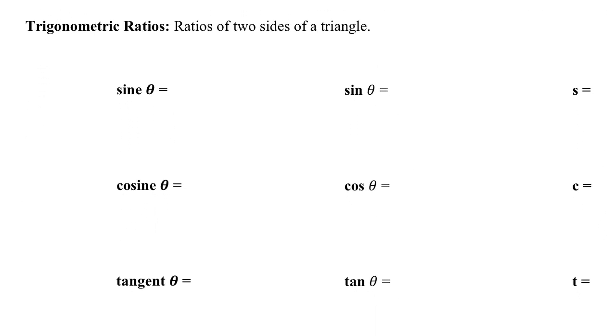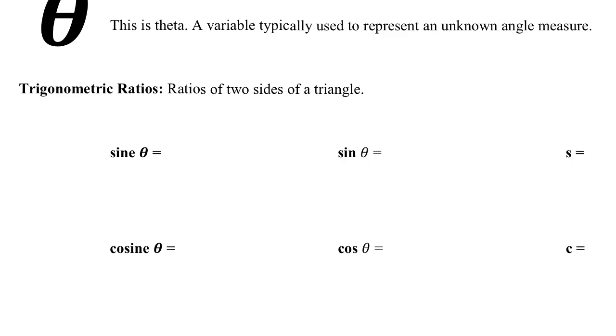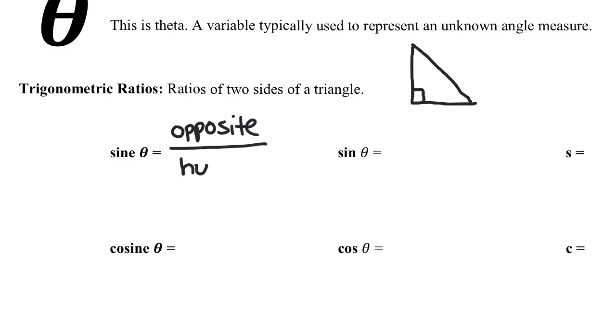All right, so when we're talking trig ratios, we are looking at a right triangle. And a trig ratio is the ratio of two sides in a right triangle. So what we say is sine of theta is going to be the ratio of the opposite side compared to the hypotenuse.